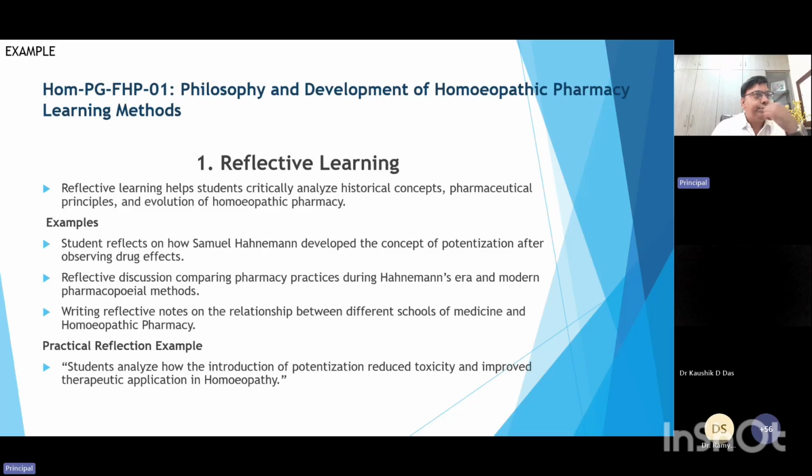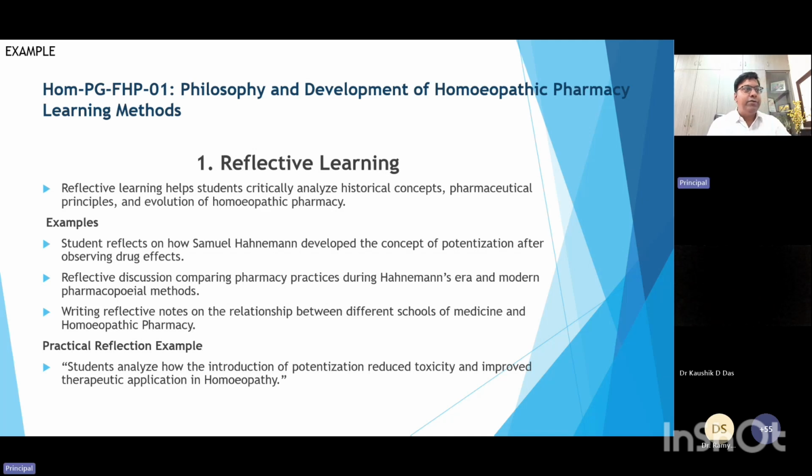Reflective learning. So under this topic, what do we mean actually by reflective learning? Reflective learning helps students critically analyze historical concepts, pharmaceutical principles, and evolution of pharmacy. Examples: a student reflects on how Dr. Samuel Hahnemann developed the concept of potentization after observing drug effects. So this is part of reflective learning under this particular topic.